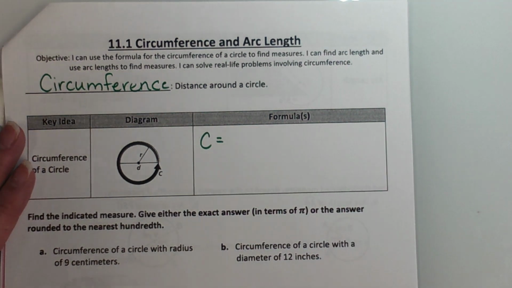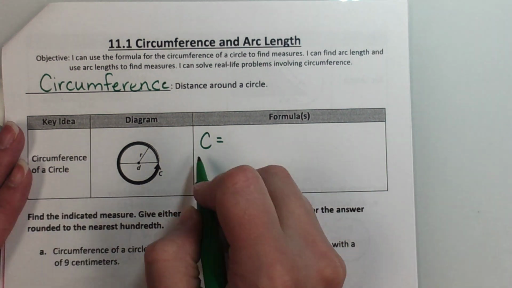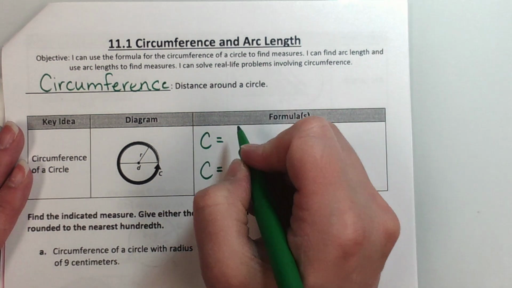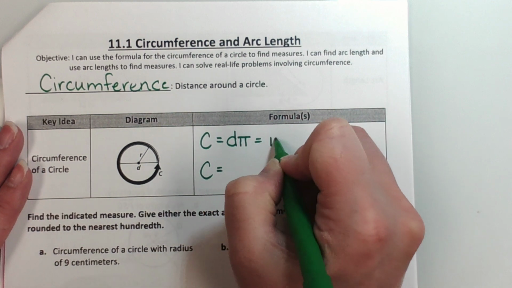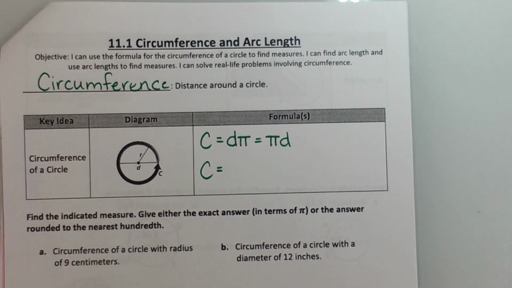It's close to pi times radius. What did you say? I just said the same thing. Okay. There's actually two formulas for it. Pi times diameter, which they tend to write as pi times d. I don't know why I did d times pi.